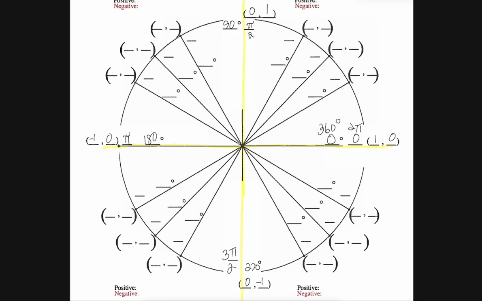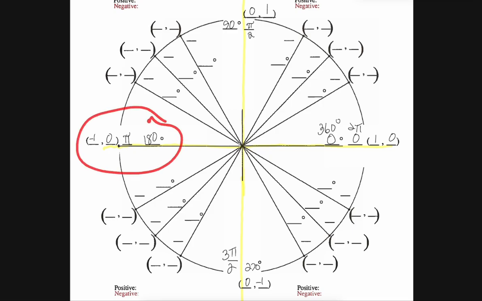Now, why do we care? Why do we need that? How does that work? Well, if we are at the point (1, 0), I know at that location that the cosine of 0 is 1 and the sine of 0 is 0. At this location, I know that the cosine of 90 is 0 and the sine of 90 is 1. The x value is your cosine at that location. The y value is the sine at that location.